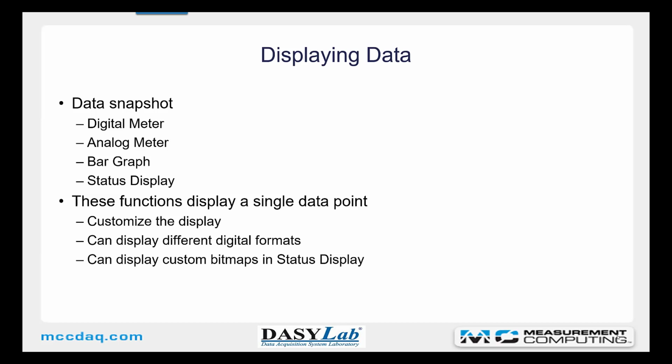The modules that include the digital meter, the analog meter, the bar graph, and the status display all give you a data snapshot of the most current data point. You can also customize them so that they display different digital formats. The status display can display custom bitmaps, and in the case of the digital meter, if you have a block size larger than 1, you can configure it to show you the minimum, the maximum of the data in that block, and you can also configure it to show you an RMS.